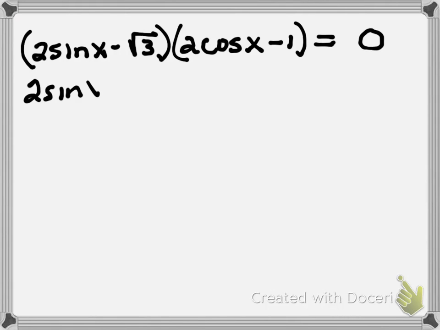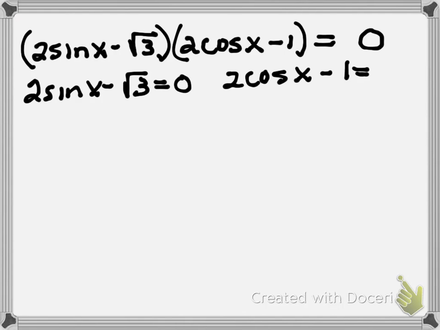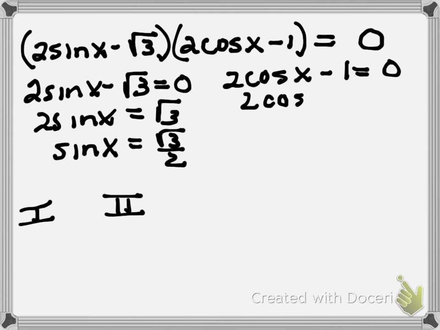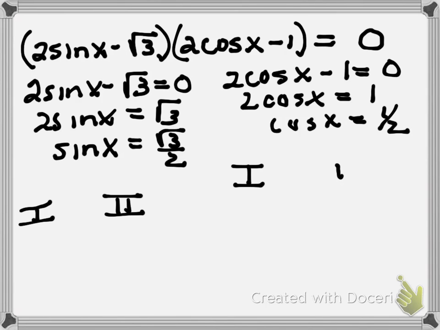So again, it's already factored, so I can set each of these factors equal to 0. So 2 sine x equals the square root of 3. Sine of the angle x is equal to the square root of 3 over 2. That would be in the first quadrant and the second quadrant. 2 cosine x equals 1. Cosine x equals 1/2. That would be in the first quadrant and the fourth quadrant where cosine is positive.